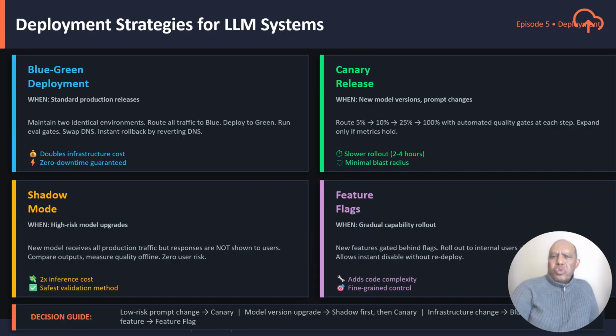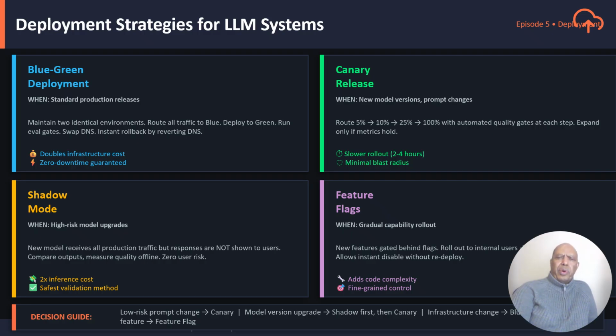Now, knowing when to use which deployment strategy saves you from production incidents. You have blue-green, the classic zero downtime deployment. The catch: it doubles your infrastructure cost during the cut-over window. So for LLMs specifically, this means you have two full serving stacks running simultaneously. If you are on Azure AI Foundry, that is two separate endpoint deployments, worth it for major releases.